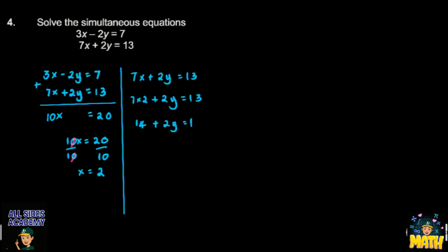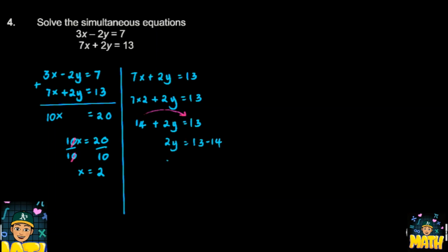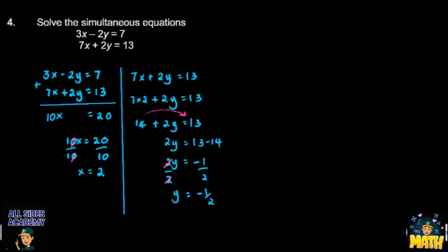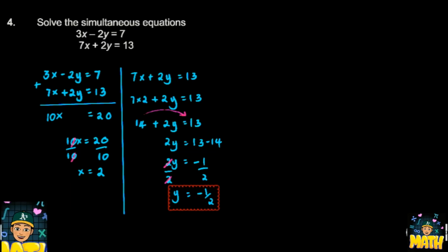So I take the 14 to the other side so that it becomes negative. So 2y equals 13 minus 14. 2y equals -1. So we divide by 2 on both sides, and then we remain with y being equal to -half or -0.5. So the value of y is -half and the value of x is 2 in this case.